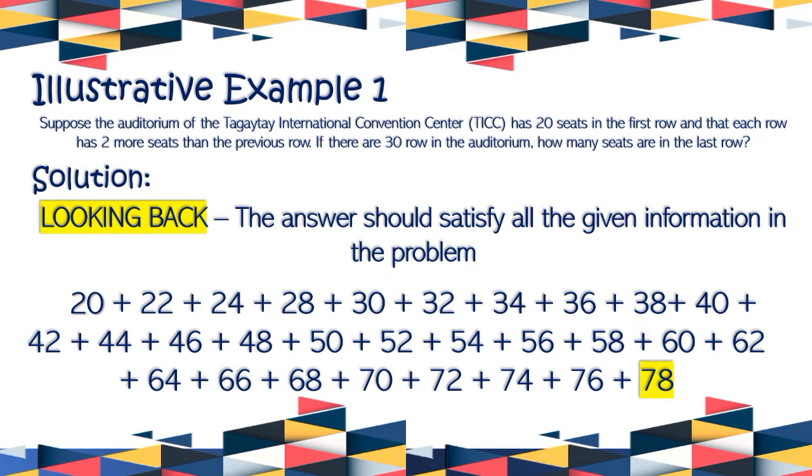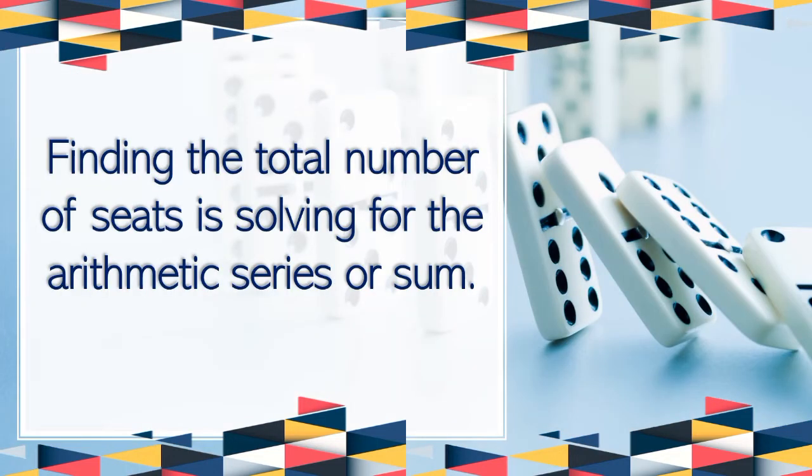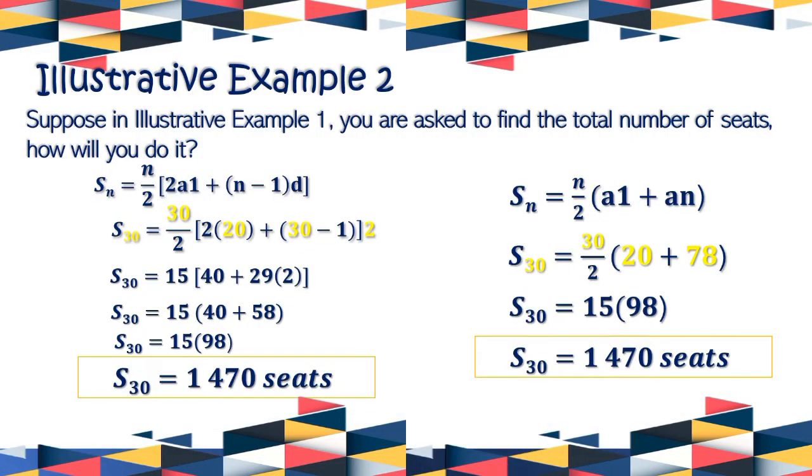Okay, actually, hindi naman siya pinapa-add, no? Pero kasi yung susunod na problem dito, na example. Yan. So, finding the total number of seats is solving for arithmetic series or sum naman. So, ang sinasuggest nito is bibilangin or aalamin kung ilan lahat yung upuan doon sa auditorium. And that is arithmetic series naman or arithmetic sum application naman. Illustrative example 2, suppose na gagamitin natin yung illustrative example 1.